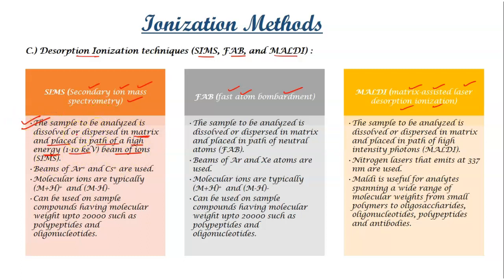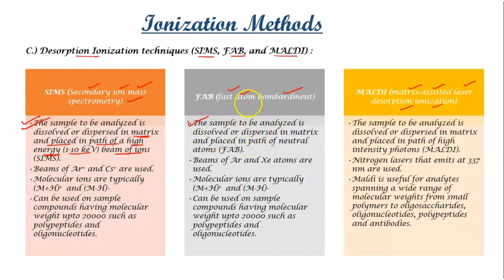The sample जिसे आपने एनालाइज करना है, आप उसे डिसॉल्व करोगे और डिस्पर्स करोगे एक मैट्रिक्स में. We'll be discussing what compounds you are going to use for the matrix in the next few slides. But for now, just understand what is happening. जो सैंपल को आप एनालाइज करोगे, आप उसे डिसॉल्व करोगे और डिस्पर्स करोगे मैट्रिक्स में, and then we will be placing it in the path of your high energy beam of ions. That is happening in case of SIMS.